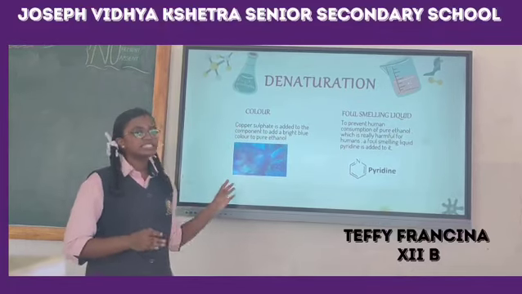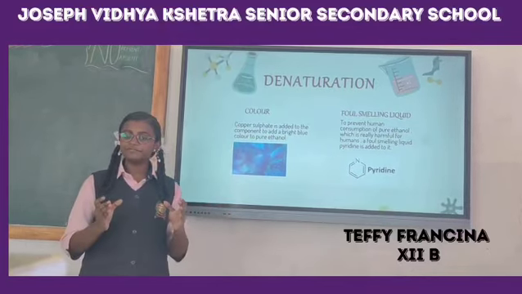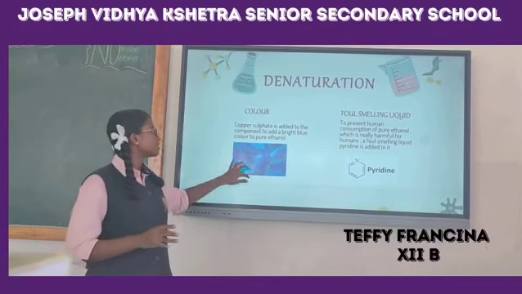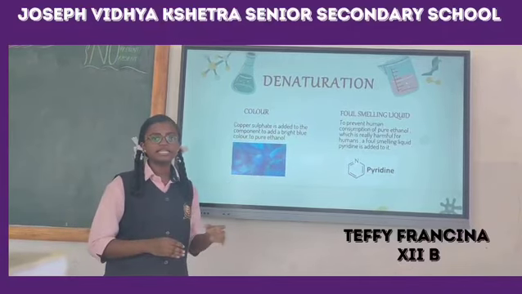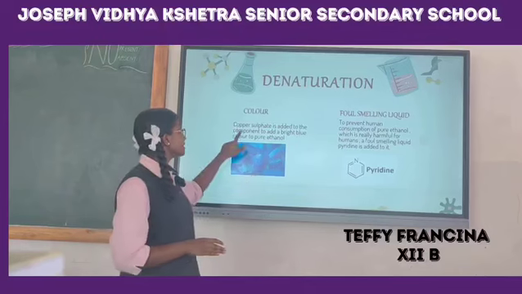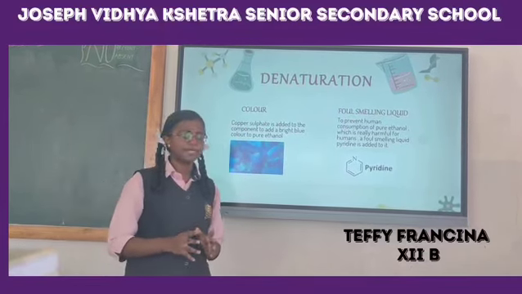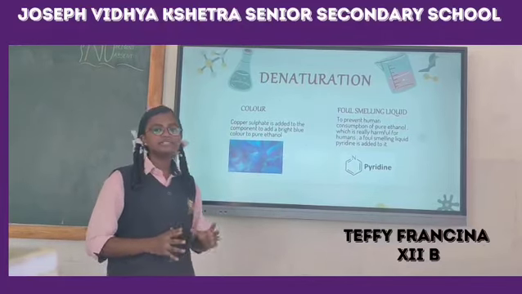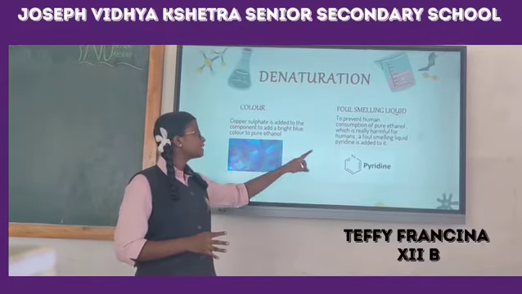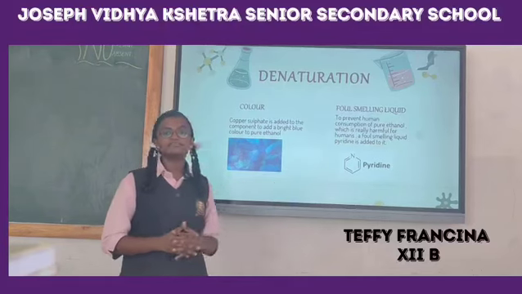Denaturation is the process of adding certain components, like a color-giving compound and a foul-smelling liquid, to prevent misuse. The color-giving compound is copper sulfate and the foul-smelling liquid is pyridine. Copper sulfate gives a bluish color, and the foul-smelling liquid pyridine gives a foul odor.